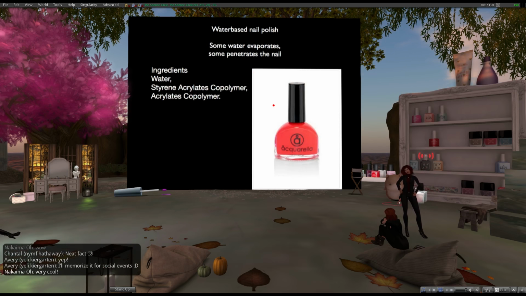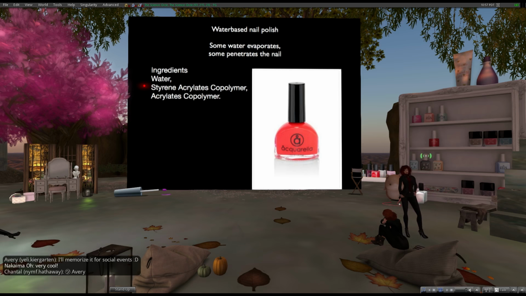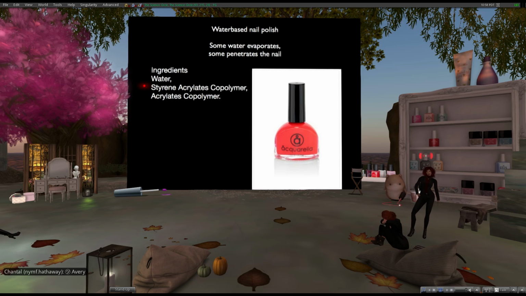By the way, there are now water-based nail polishes. The water itself evaporates, and some penetrates the nail. This is really staining. The ingredients are water, a styrene acrylate copolymer, and an acrylate copolymer. This is sold for Muslim women who cannot coat their nails with material that doesn't let water come through it. This is water transparent nail polish, but it is hard to get off.